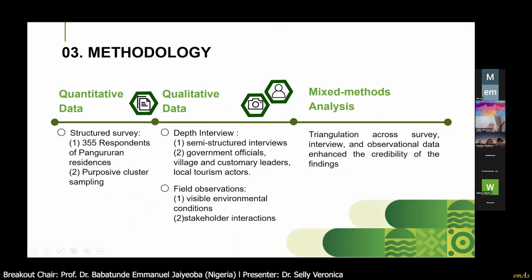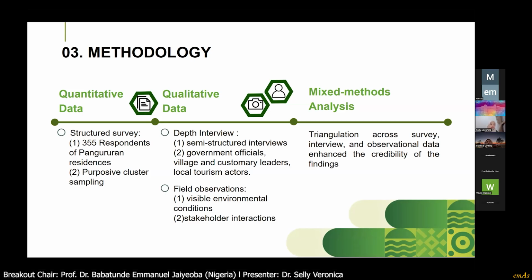In the methodology, we are using a mixed-method analysis. We obtained quantitative data from 355 respondents in Pangururan. All of the respondents are local community members, and we decided to use purposive cluster sampling. For the qualitative data, we did in-depth interviews and also field observation.